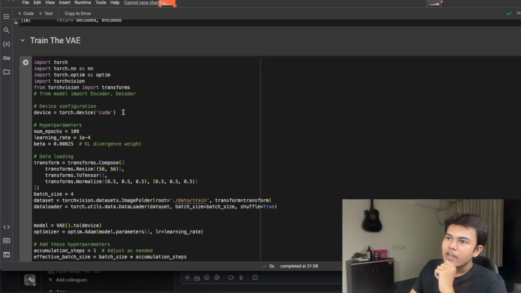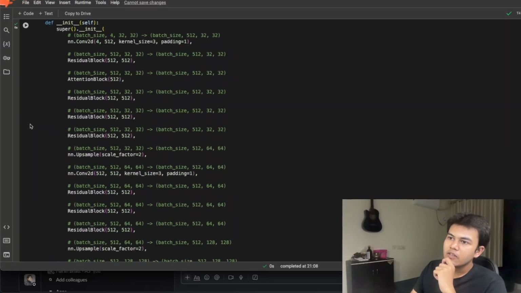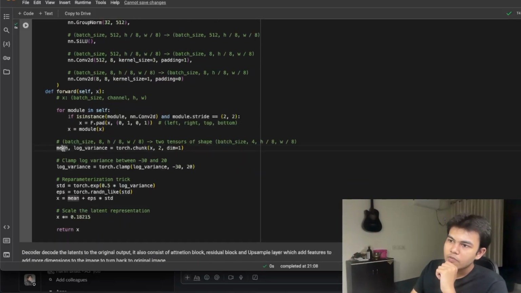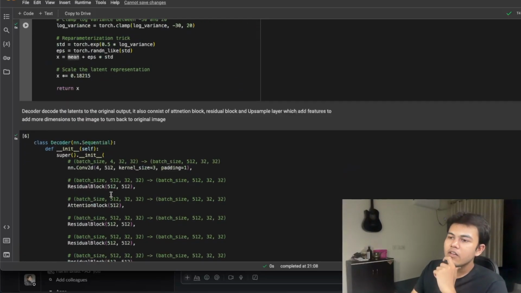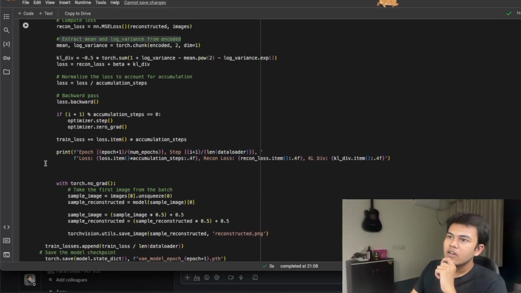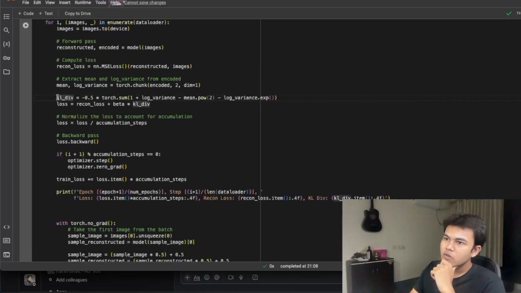Although I think you can try it without splitting again. Here I'm first chunking it into mean and log variance and then defining it again. I think that's the right way to do it, I believe. But let me know if you know any other way. Based on what I know, we extract mean and log variance again and then use them in the KL divergence loss to calculate the KL divergence.